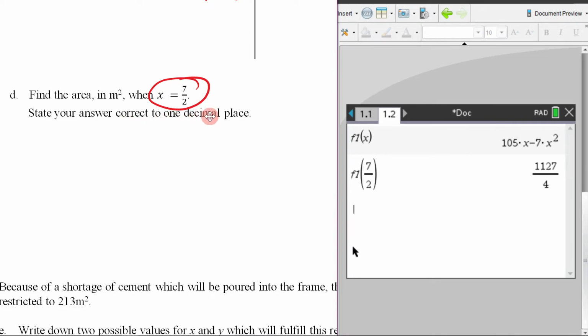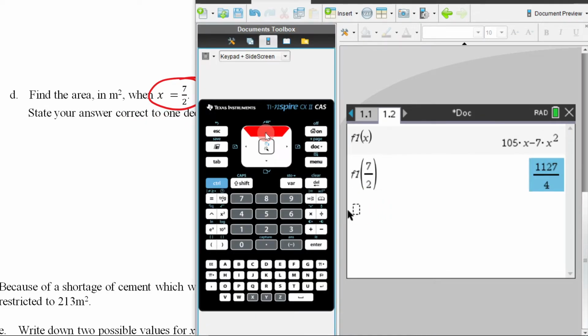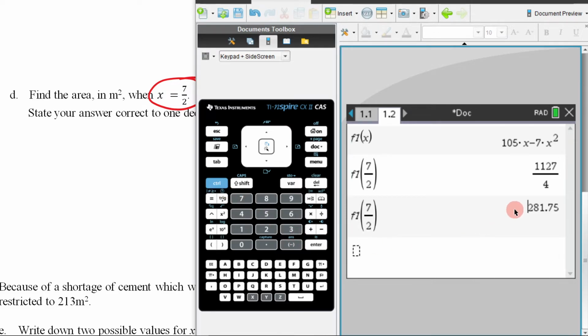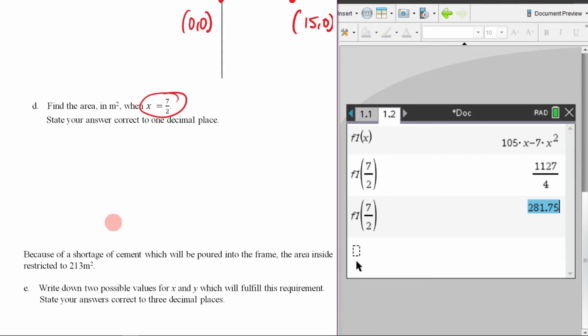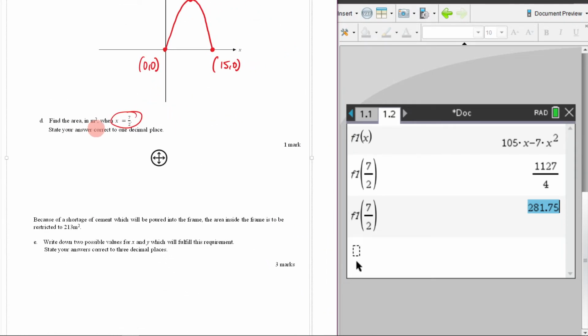It says state your answer correct to 1 decimal place. So what I'm going to do is come up, hit enter to bring it back down, then go control, enter, and there's my answer right there, 281.75. Now this question is only worth 1 mark. So we literally just have to write 281 point, now 1 decimal will be 8 meters squared. 281.8 meters squared. And we're done.